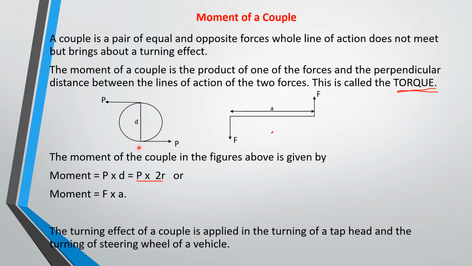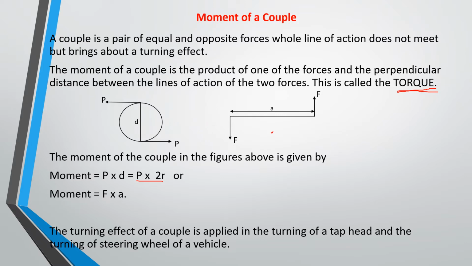So a couple is actually applied when you want to turn the head of your tap, right? It is applied in turning the head of a tap, or when you are turning your steering. So when you turn the head of a tap, it causes a turning effect. The same thing when you turn the steering wheel of your vehicle, it results in a turning effect. So that is the effect of a couple. And as I've said, the moment of a couple is called the torque. Okay, so this is the introduction to couple and torque.